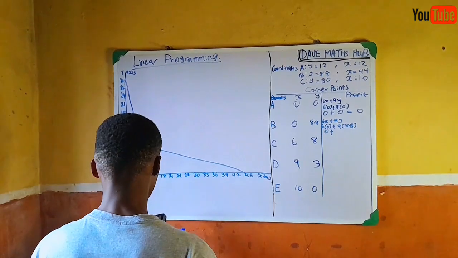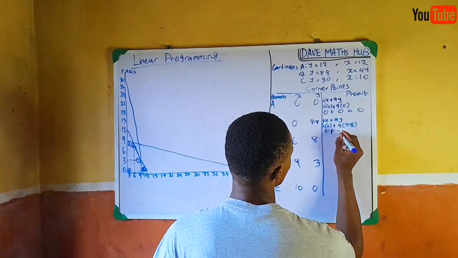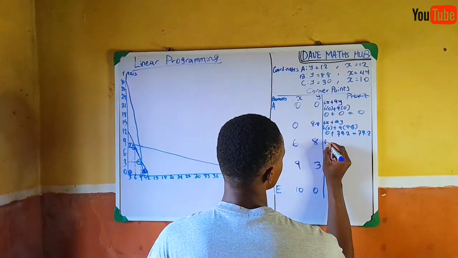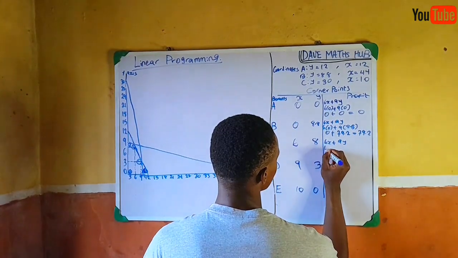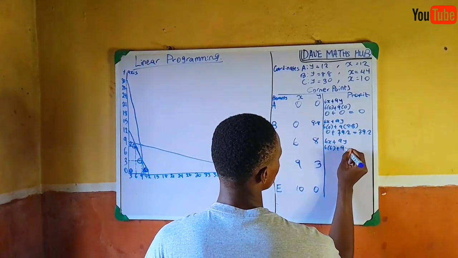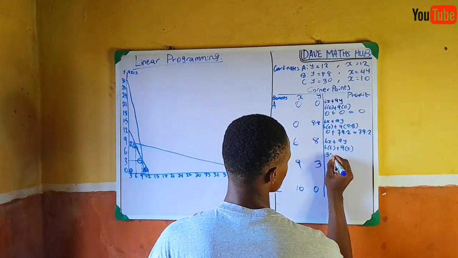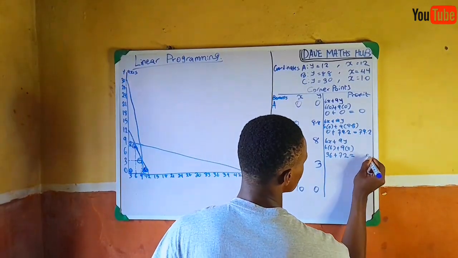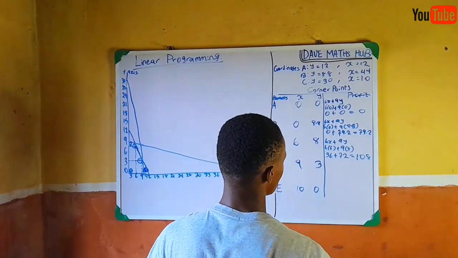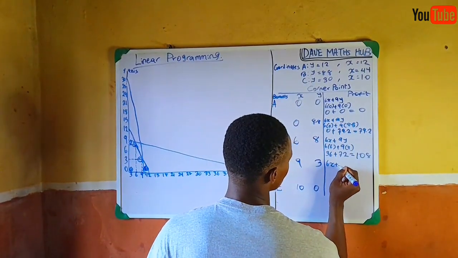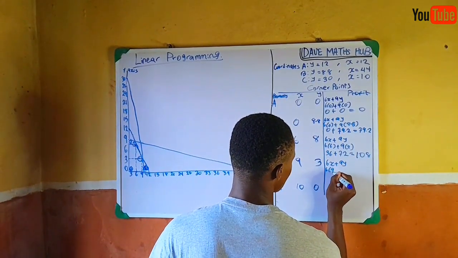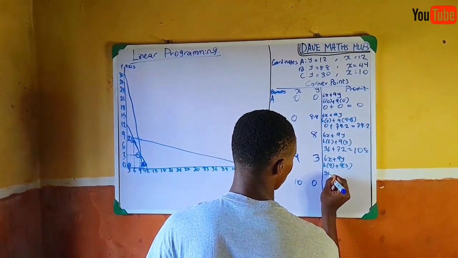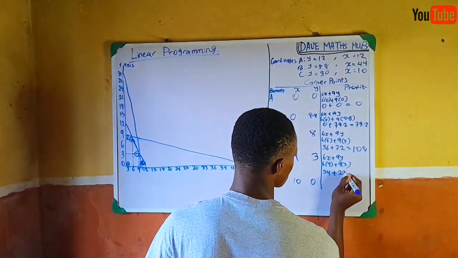We have 79.2 equals 79.2. So we have 6x plus 9y. We have 6 open bracket 6 plus 9 open bracket 8. We have 6 times 6, 36, plus 9 times 8, 72. We have, this is 108. Yes, we have 6x plus 9y, 6 open bracket 9 plus 9 open bracket 3, 6 times 9, 54, plus 9 times 3, 27.